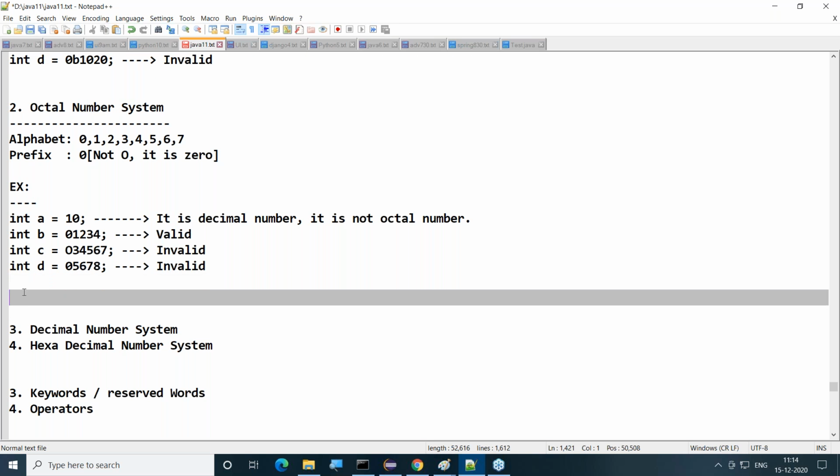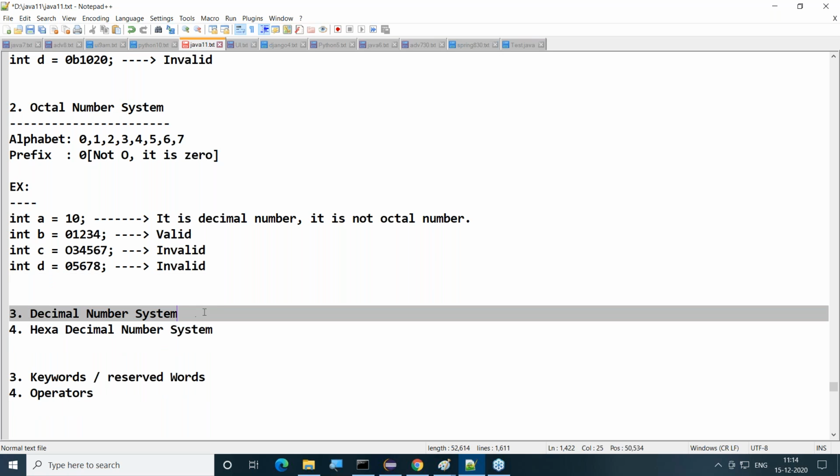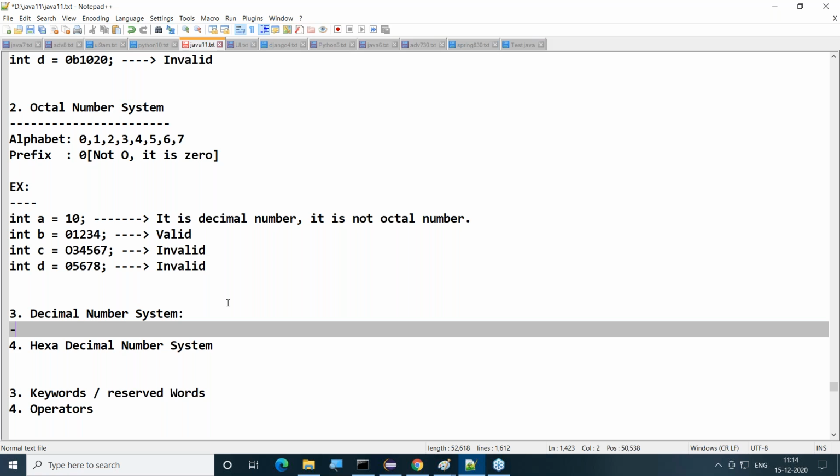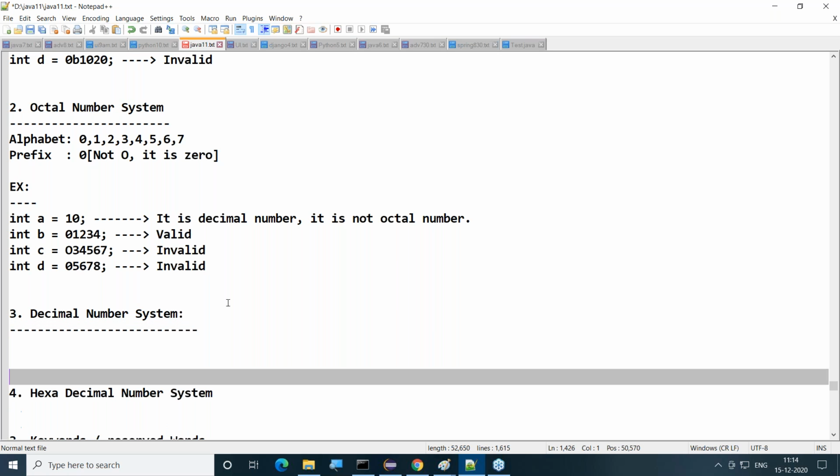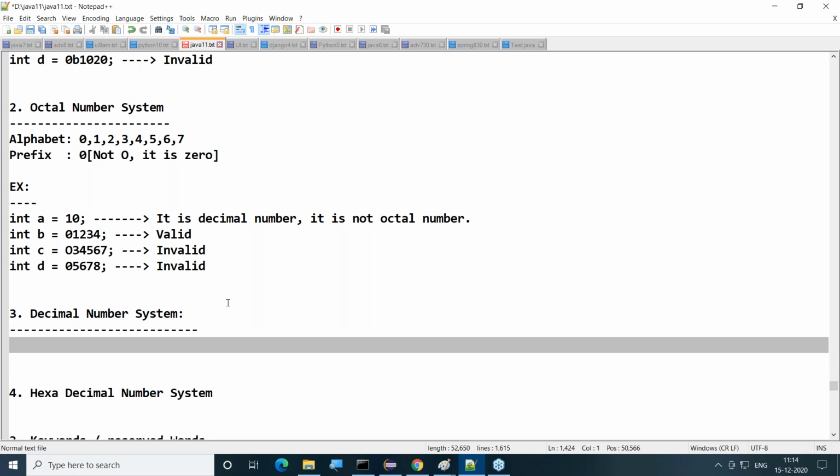Alright, so now we have understood the octal number system. The next one is the decimal number system. I think right from our childhood, from our schooling onwards, we are using this. We are not going to discuss much about the decimal number system, but anyway, here we can understand it clearly.